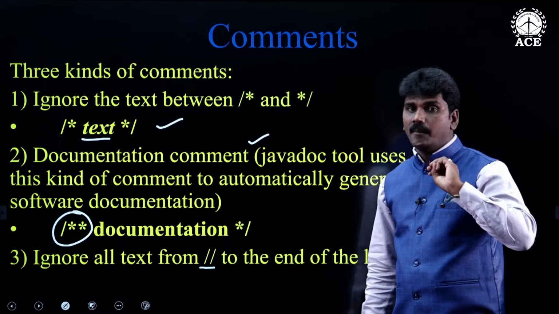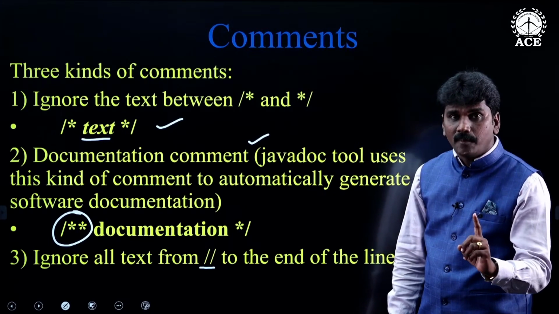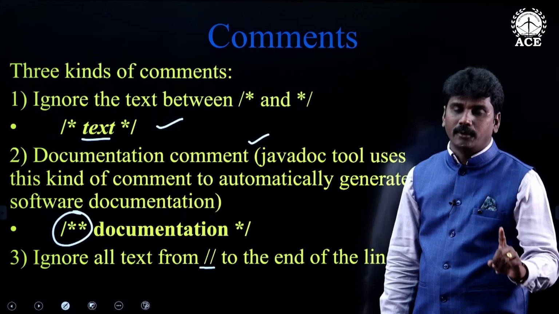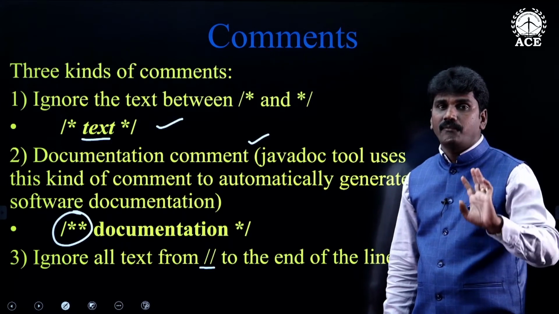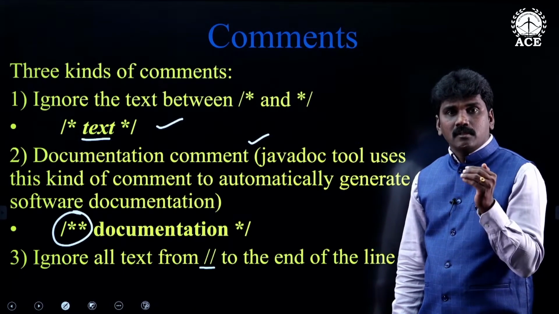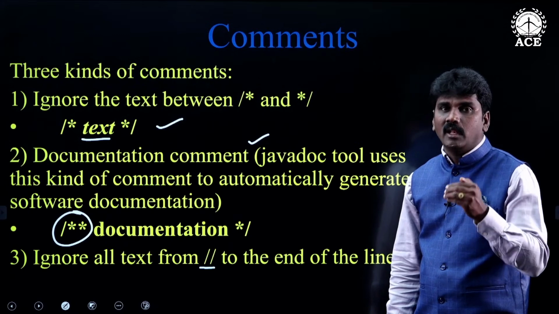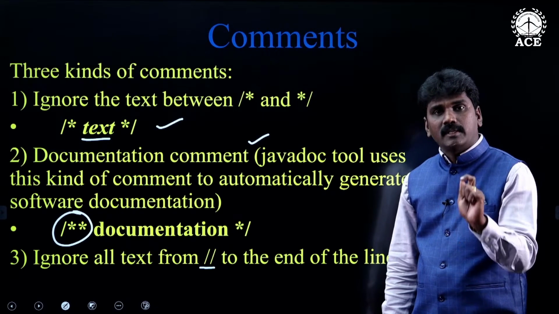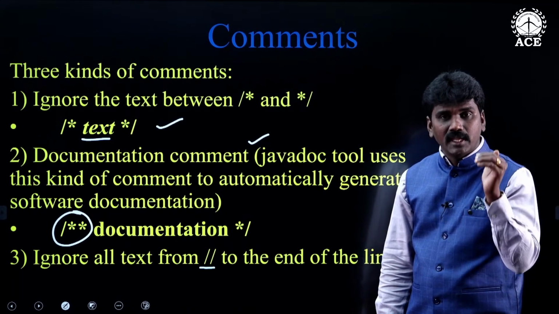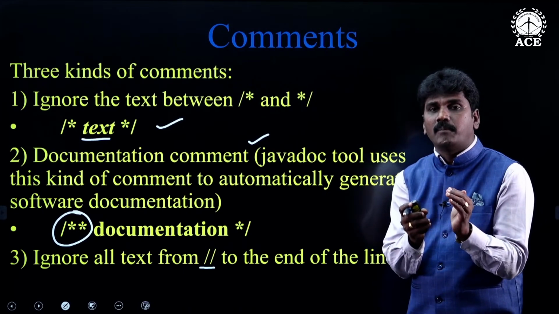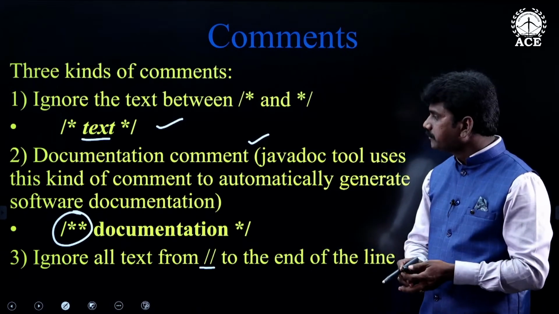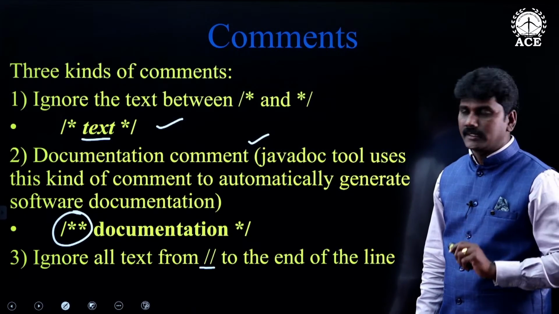Here we have seen three kinds of comments. What is the purpose of a comment? Comments will not be executed, they are ignored. But they are used for understanding. Whoever develops the program, it should be understandable by other people. If they write comments, then by seeing those comments they can understand what the code actually does. That's why we use these comments.